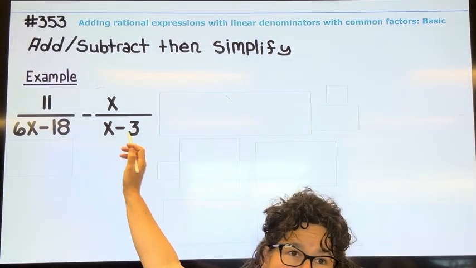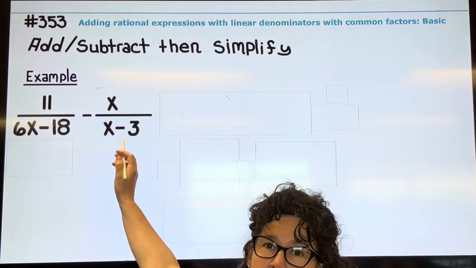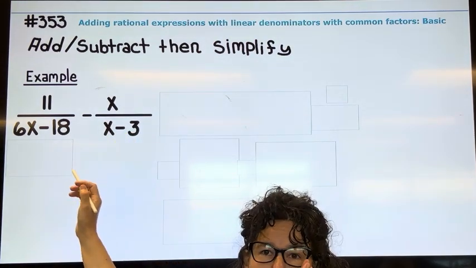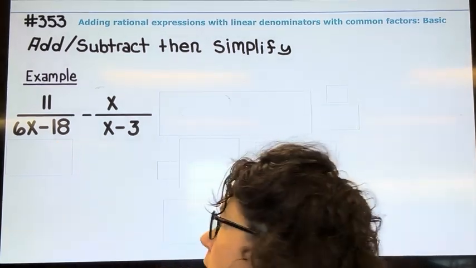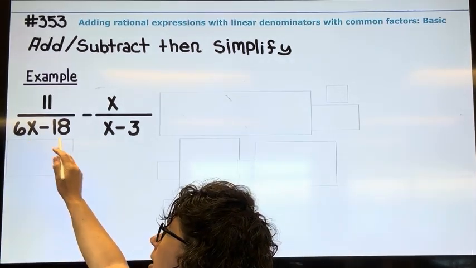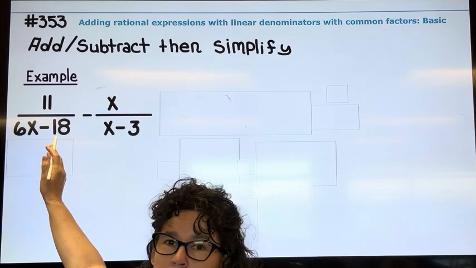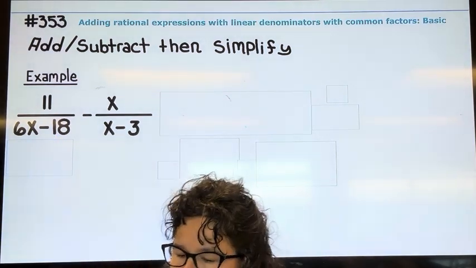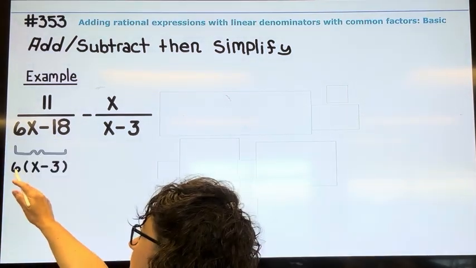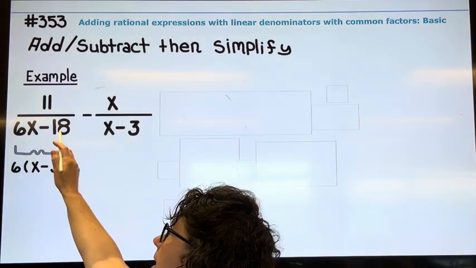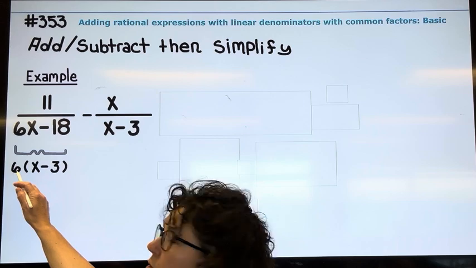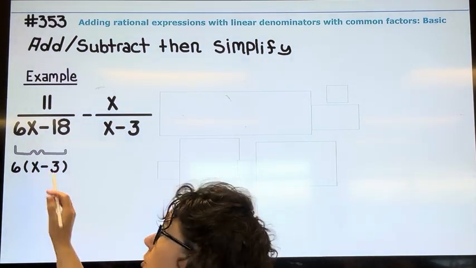Anytime you want to add or subtract fractions, you want those denominators to be the same. So the first thing I'm going to do is figure out what the denominators are made out of. This denominator here, there's a 6 in common to both 6 and 18. So I can take a 6 out. 6 divided by 6 is 1, and 18 divided by 6 is 3. So we end up with 6 times x minus 3.